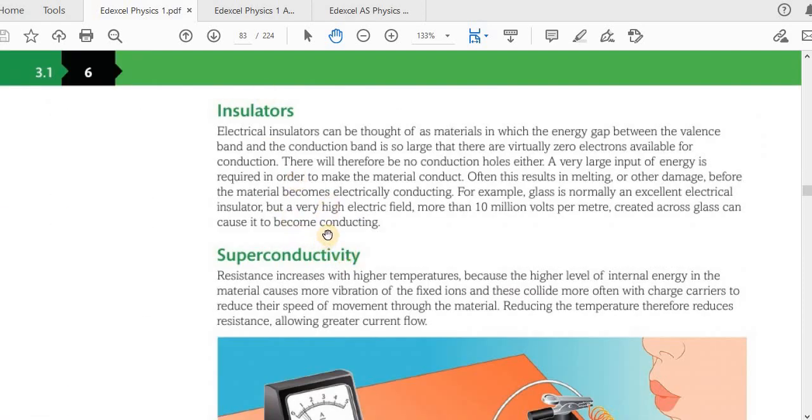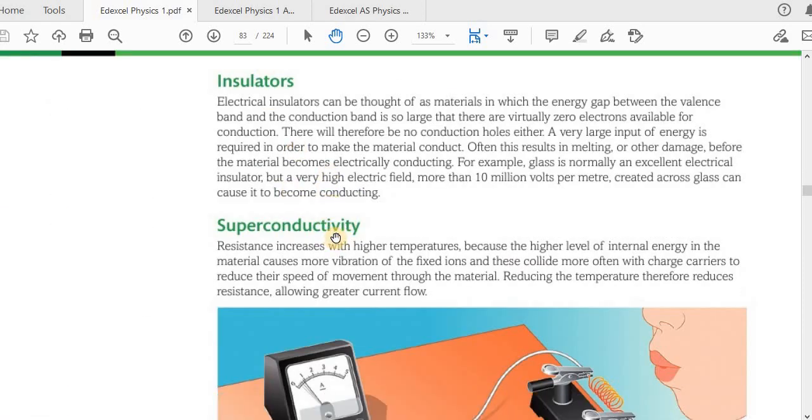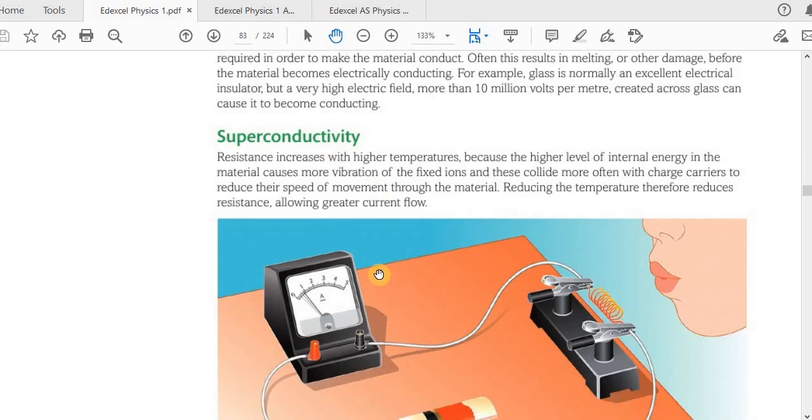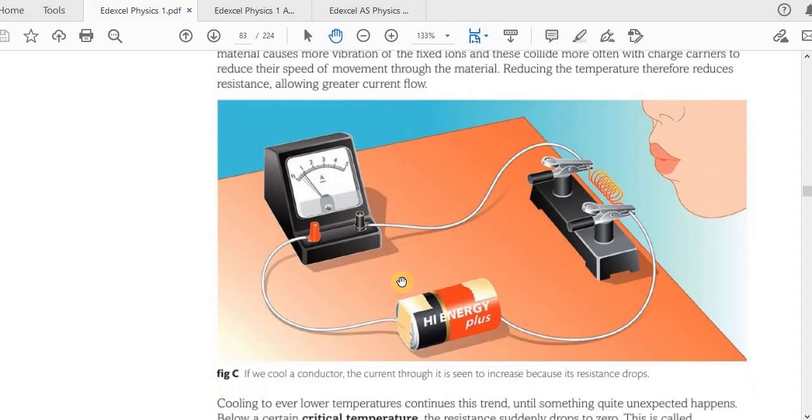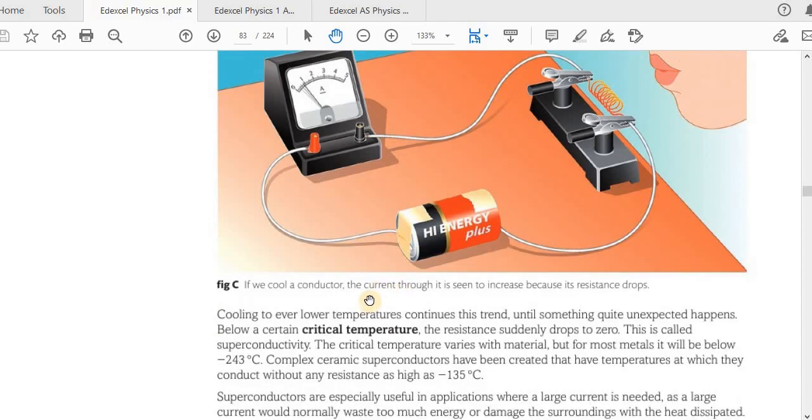Then insulators do not conduct or have a very high resistance, we can say. Superconductivity, I briefly explained in the very beginning all these things. So for metals, once you cool it below a certain temperature, it has an almost zero resistance, because the vibration of those, we will see the details.